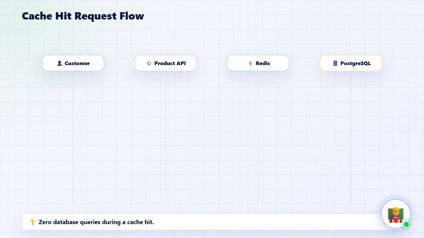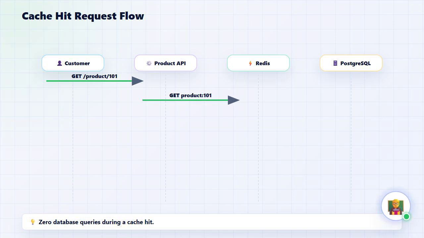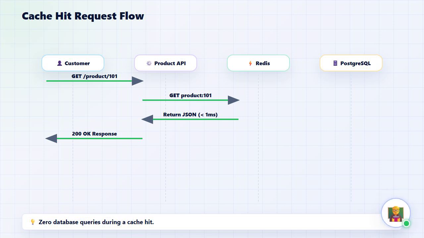A customer opens the product page. The API first asks Redis for product 101. Redis immediately finds the value in memory and returns it. The database is never contacted. This is called a cache hit, and it's the reason Redis can remove millions of unnecessary database queries every day.